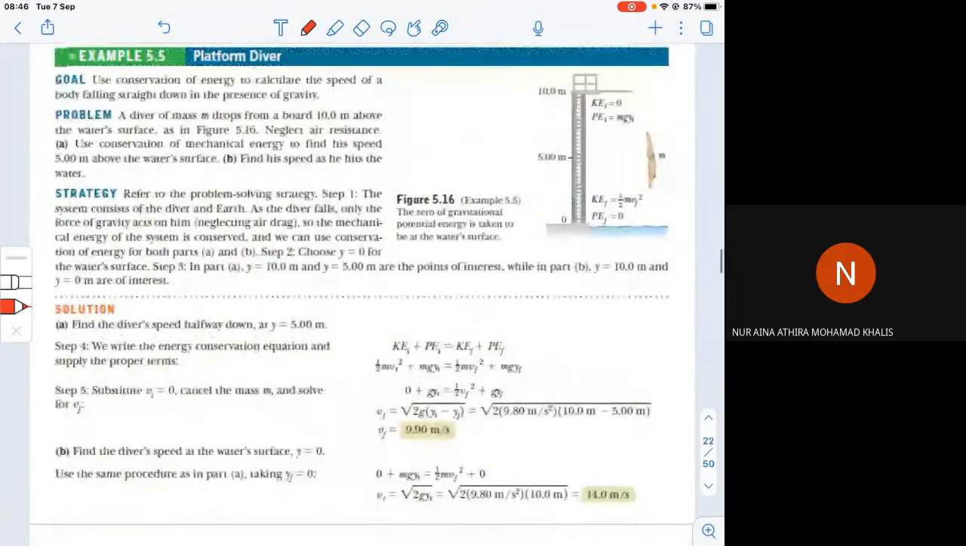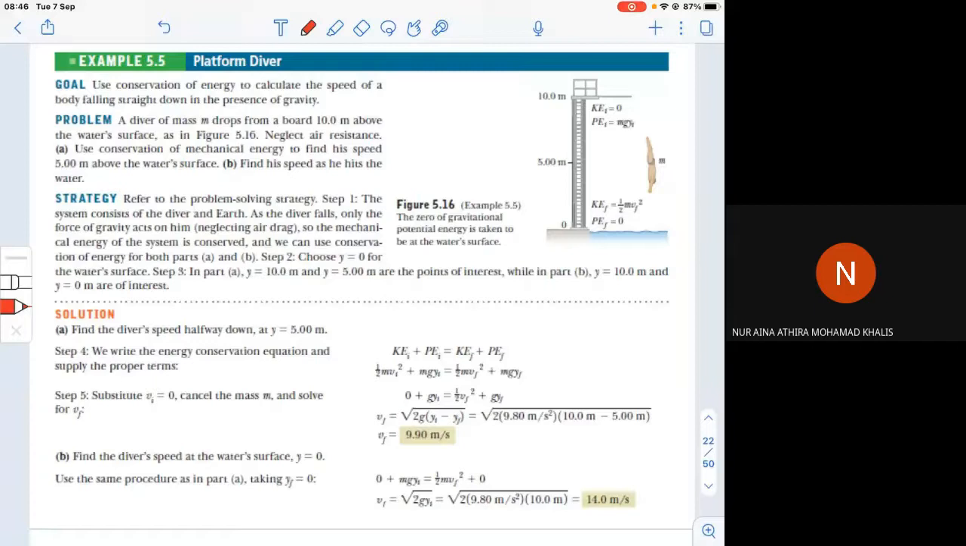Let's look at the possible examples. This one is taken from your textbook. A diver of mass m drops from a board 10 meters above the water surface. Neglect air resistance. This is also one possible phrase they can mention, neglect air resistance. That means we should assume that there is no air resistance.